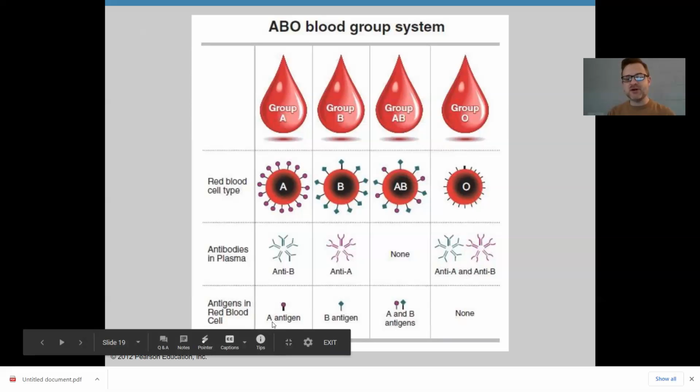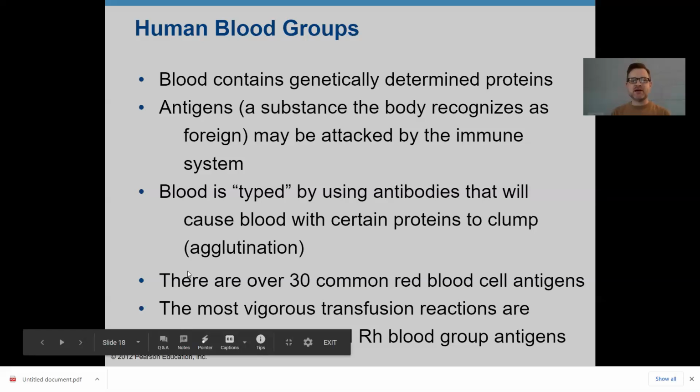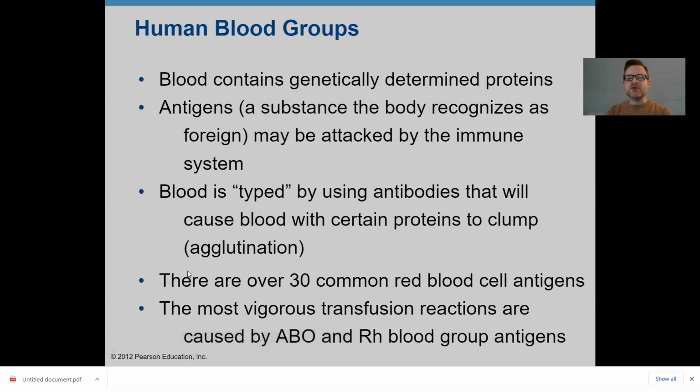Again, the antigens in your blood, this row is really the same as this row. A has A, B has B, AB has both, O has none. Okay, so let me go back to the previous slide for a second. So you have these genetically determined proteins, it's inherited, called antigens on your red blood cells. Antigens are a way that your body recognizes what should be there and what should not be there.